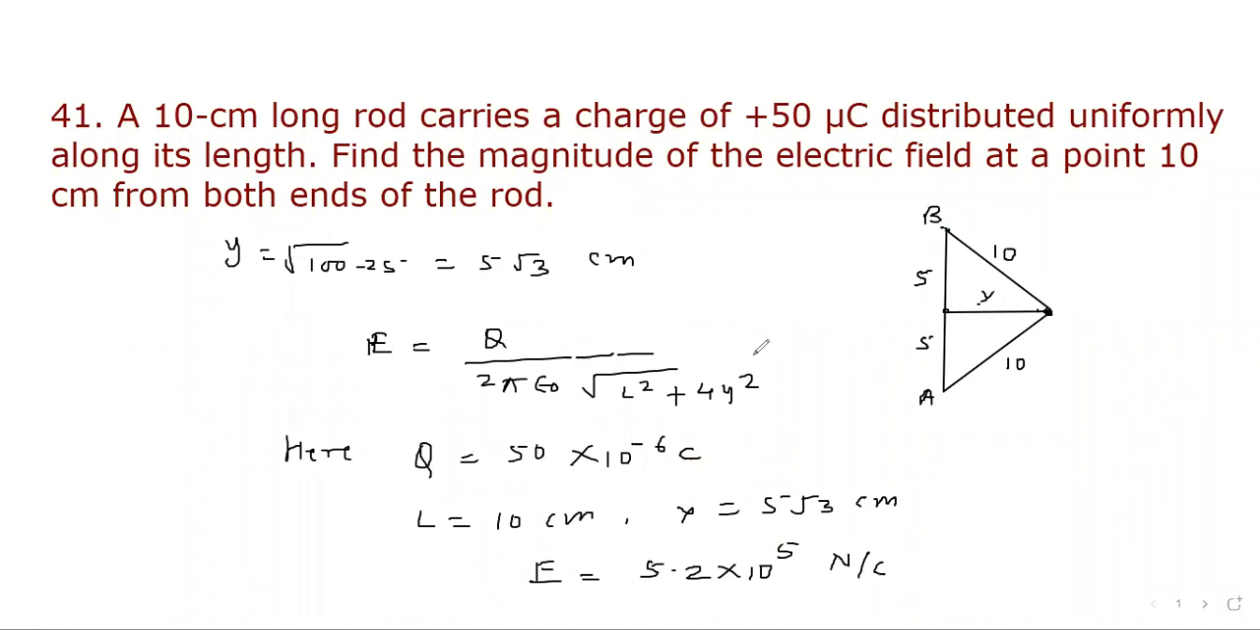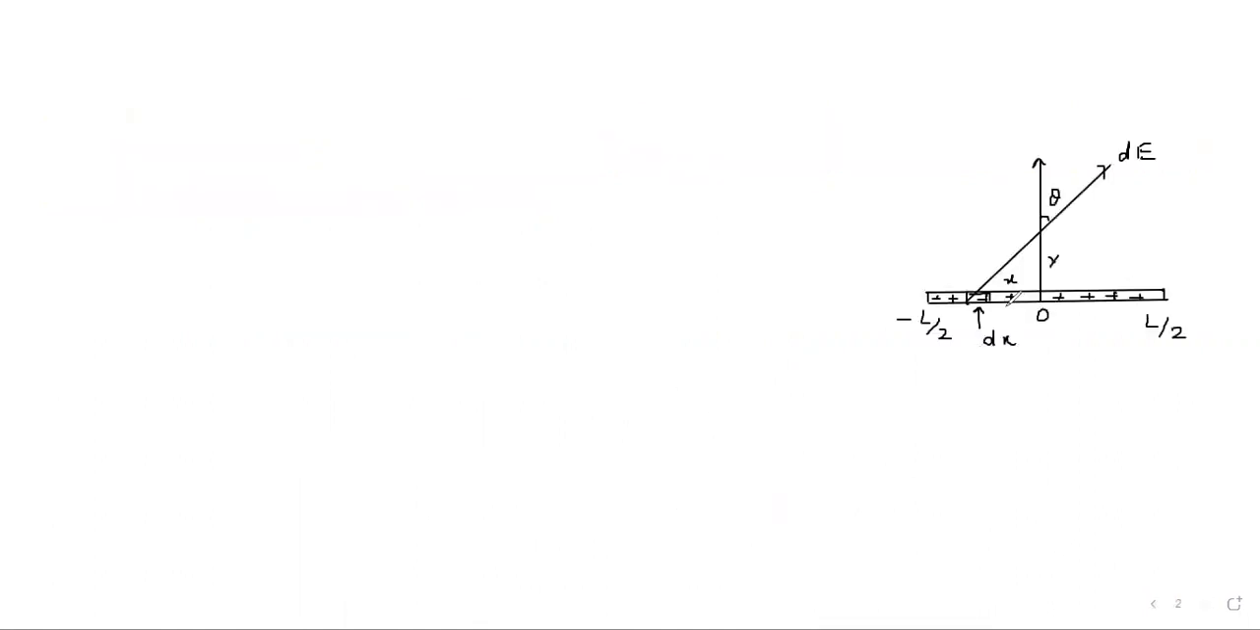Now let's try to derive the formula. So we are going to derive this formula on the next page. So here we consider a charged rod, and this is the point where electric field is to be found. So from the center of the rod, we take a current element dx at distance x from here, and then we try to find out electric field due to this element. So due to this element, electric field will be directed like this.